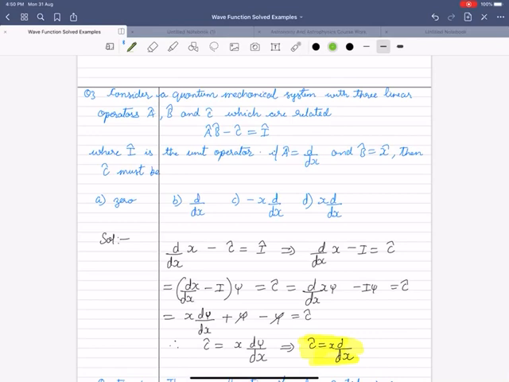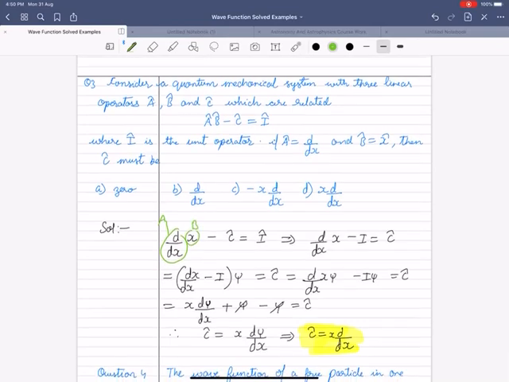This is your d a operator, which is given as d by dx minus c. So you have put the value of a here, and this is the value of b, and minus c is equal to the I operator.